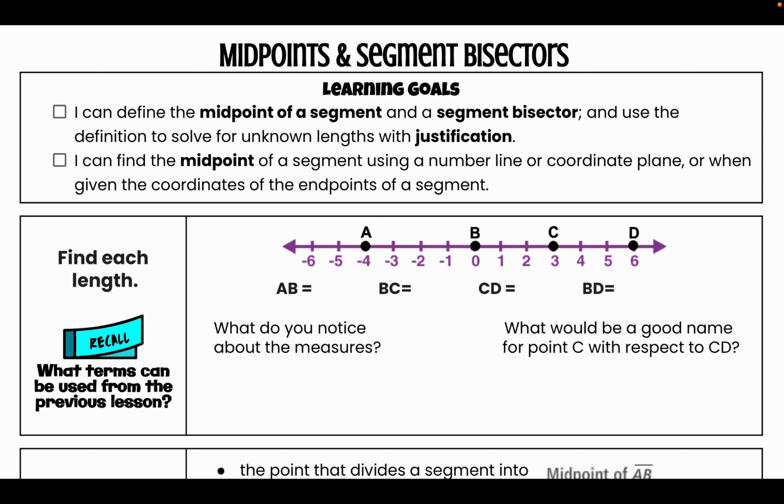Our learning goals today are: I can define the midpoint of a segment and a segment bisector and use the definition to solve for unknown lengths with justification. I can find the midpoint of a segment using a number line or coordinate plane, or when given the coordinates of the endpoints of a segment.